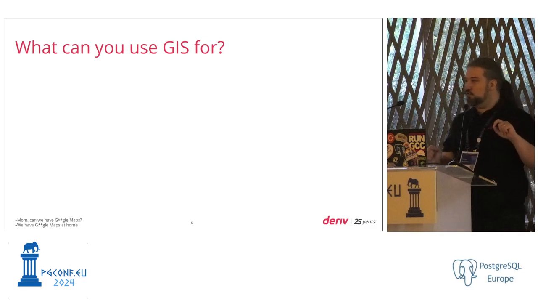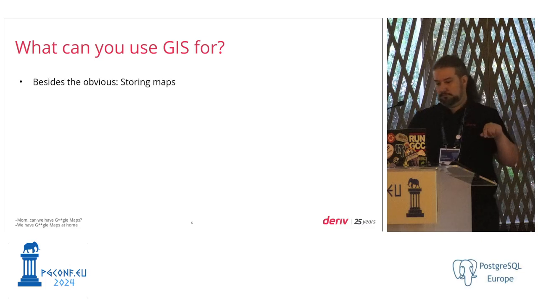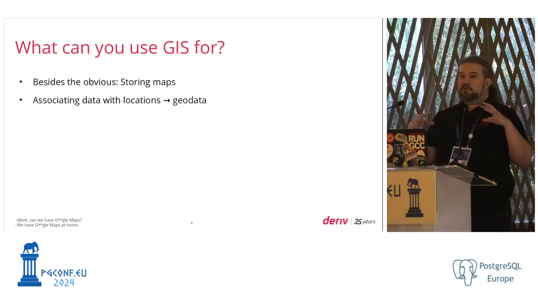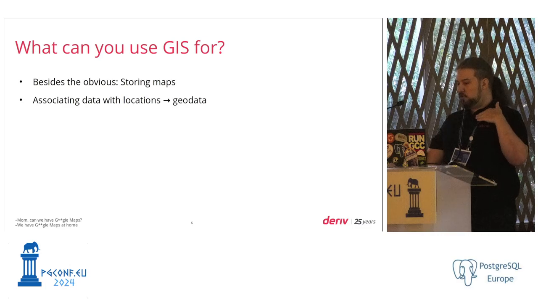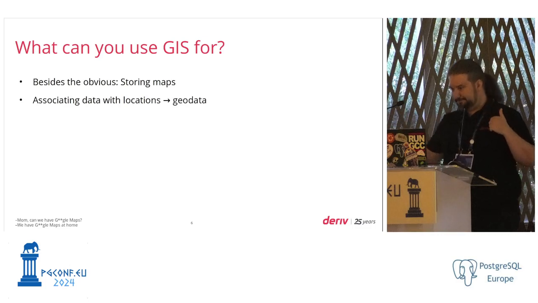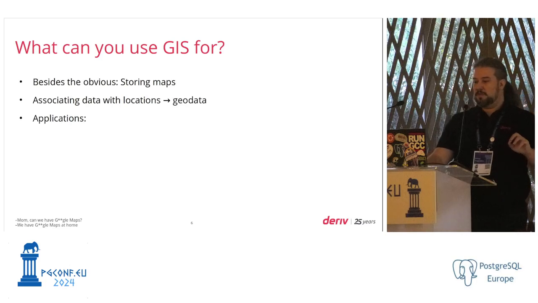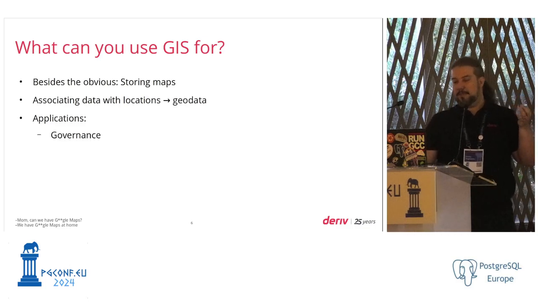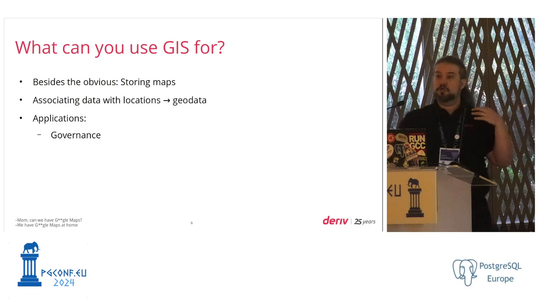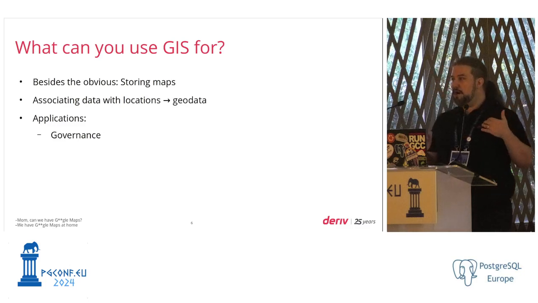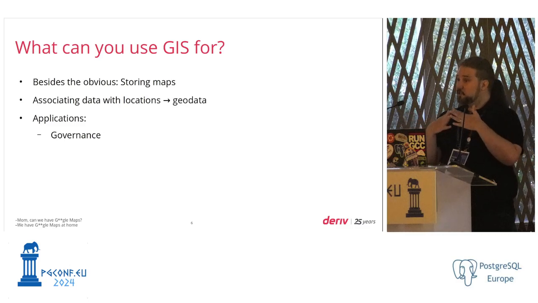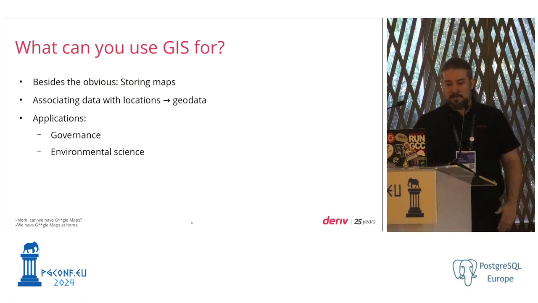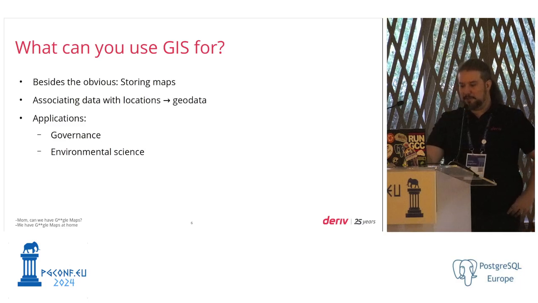But what can you use GIS for besides the obvious, which is storing maps? When you associate data with a location, you are creating effectively geodata. And that's what we refer to when we say geodata. And what are the applications for geodata? There are lots. The key applications, I believe, are governance. If you can combine governance data with geolocation, then you can have a better understanding of what needs to be done. Environmental science is a key application.